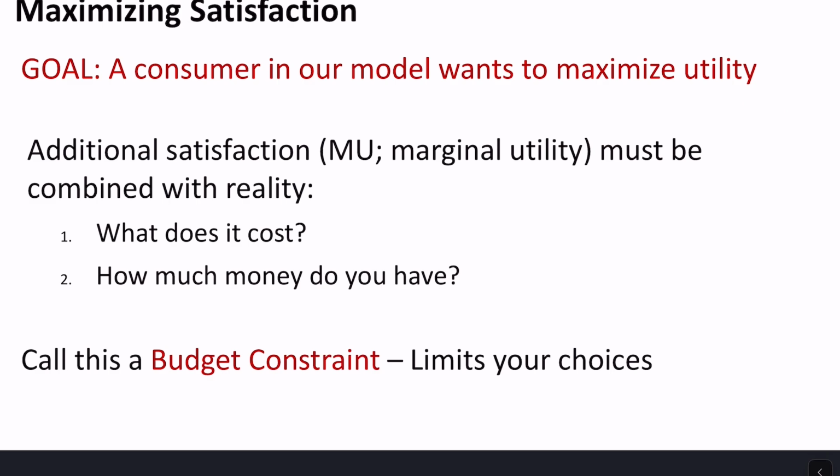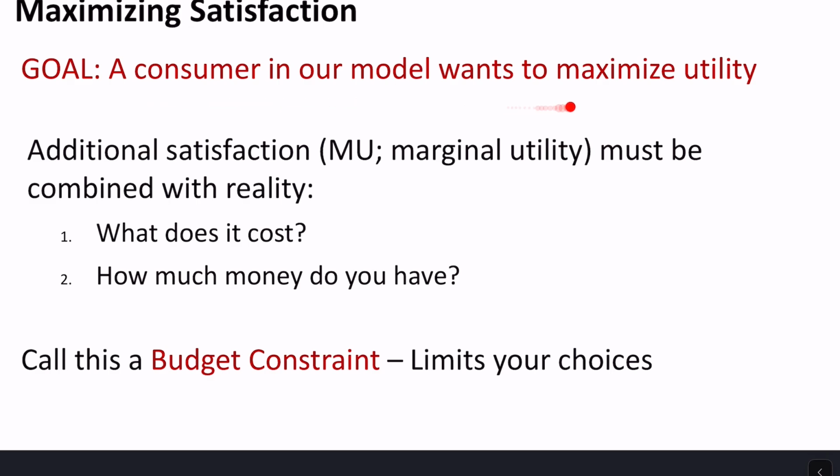Now, that additional satisfaction you get, think extra margin of utility from buying an extra unit, has to be combined with reality. It's determined by how much that something costs and how much money you have. This is called a budget constraint. It's going to limit your choices. So the prices of the things you want to buy, and how much income or wealth you have to actually buy these things at these prices, that's called a budget constraint. And that's going to limit your choices.